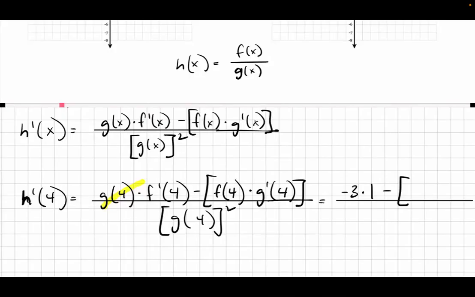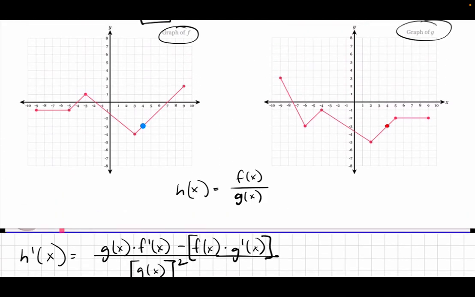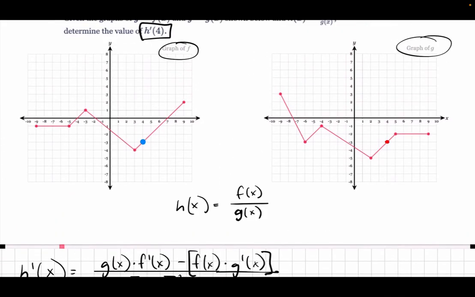That's why they love to put these problems as free response, because they need you to put it all together. What does f prime mean? If I don't have f prime, how can I figure it out? Use the slope. It's just the slope. So now f of 4. F of 4 is just the y value. That's negative 3.